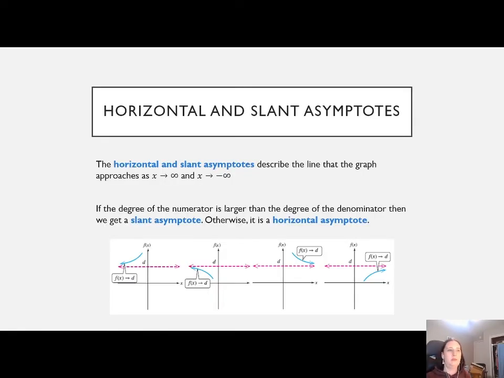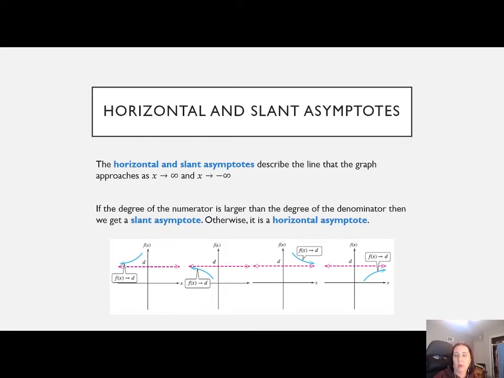So let's talk about our asymptotes, the horizontal and slant ones, because we haven't been finding those yet. We haven't done anything with those. That's what happens when you're looking at infinity on the x and the y. And so this is where you basically have an if statement that you're looking at.